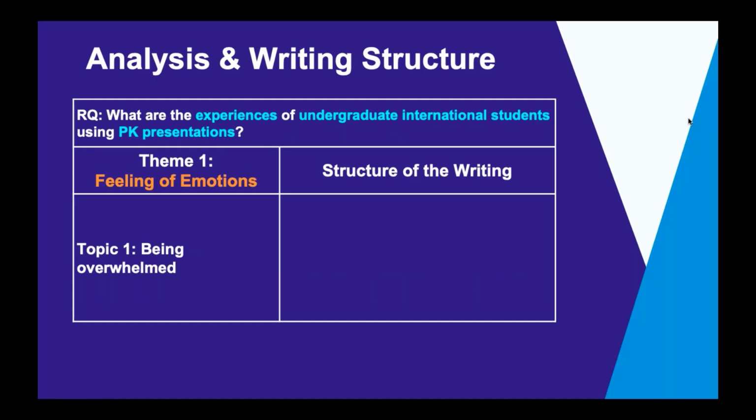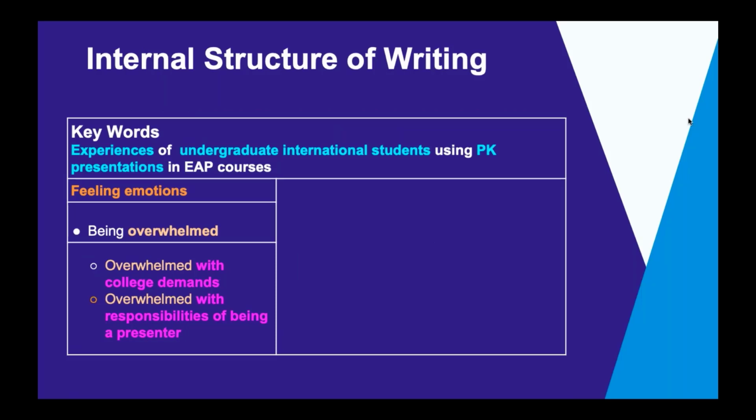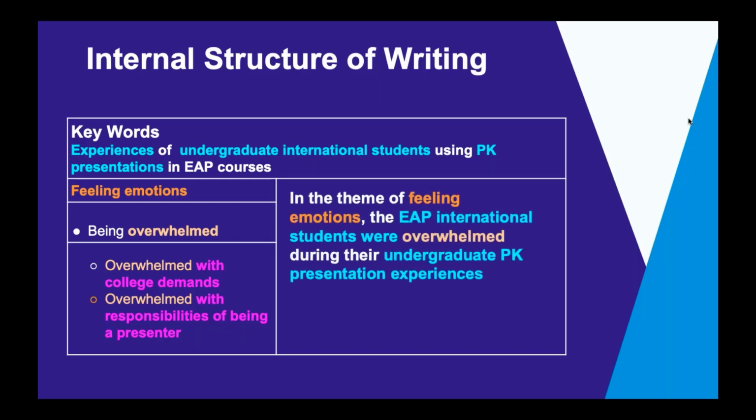So here we have the overall research question topic, the emotions for the theme, and the topic. Here's our formula. Phenomenon, research question, theme, topic. We've already done that before, so we know how to do it. Now I just have to say my 2 points. All right? So over here, I've added another color to show the subpoints under being overwhelmed with college demands and with responsibilities of being a presenter. So let's see what this sentence looks like now.